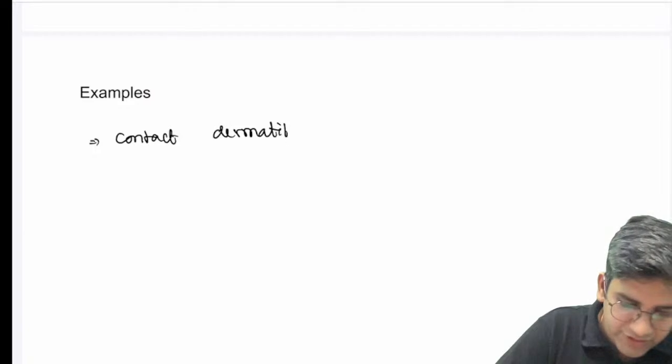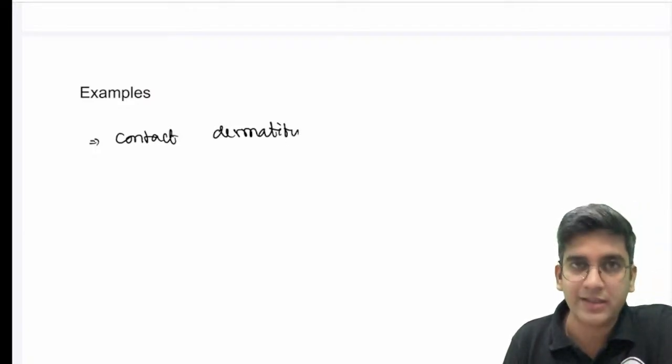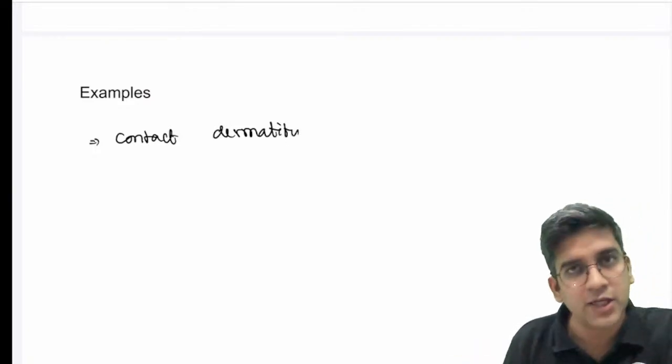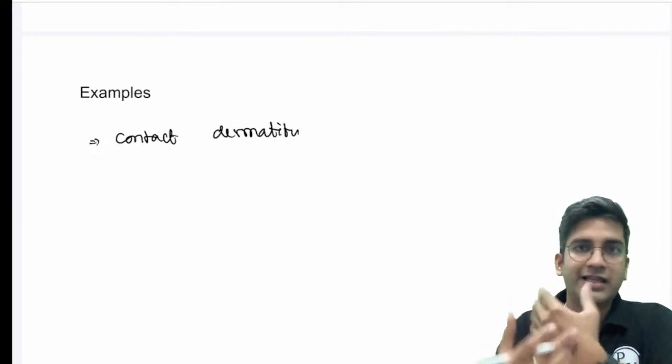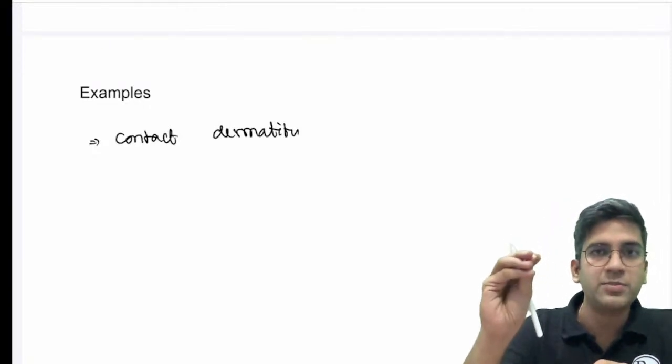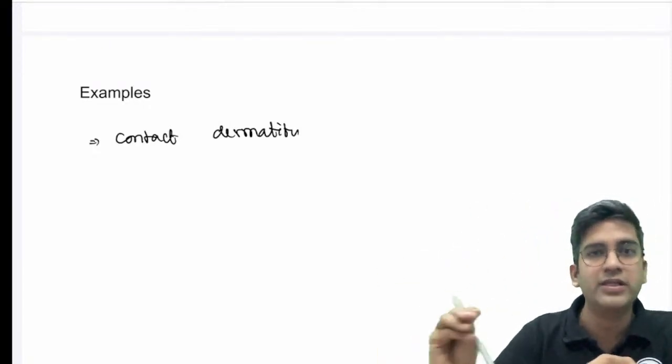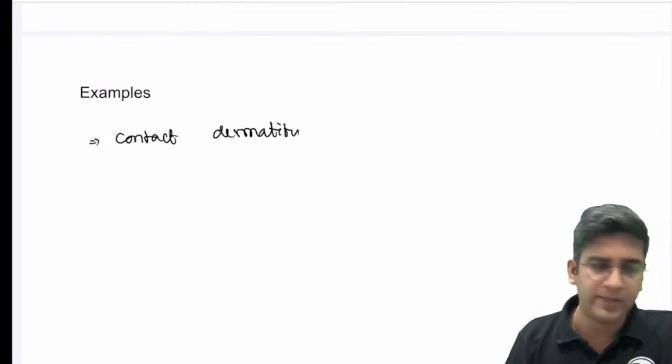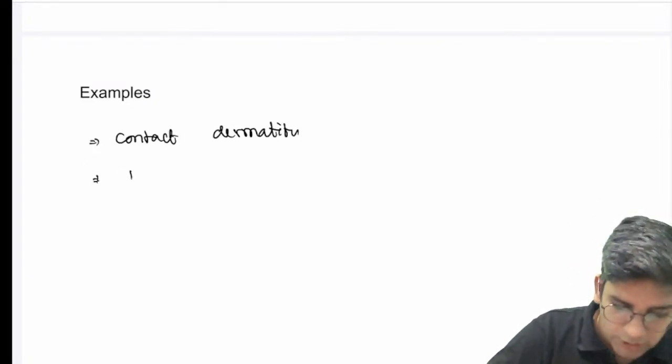Contact dermatitis is type 4, not type 1. Dermatitis doesn't mean it's always allergy. In contact dermatitis, the metal ion, like in a bracelet, goes inside, the antigen presenting cell picks it up, and then after a couple of days only, I'll have this. Fine. That's type 4 hypersensitivity reaction. Fine. Then rheumatoid arthritis.